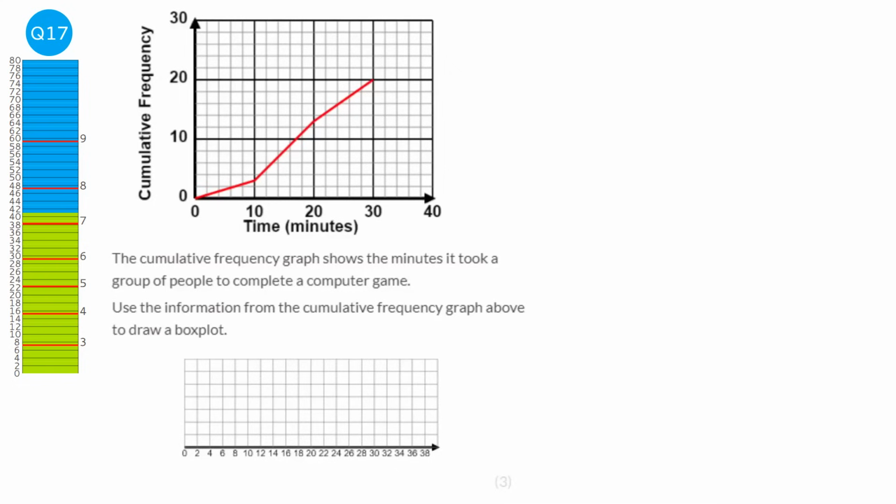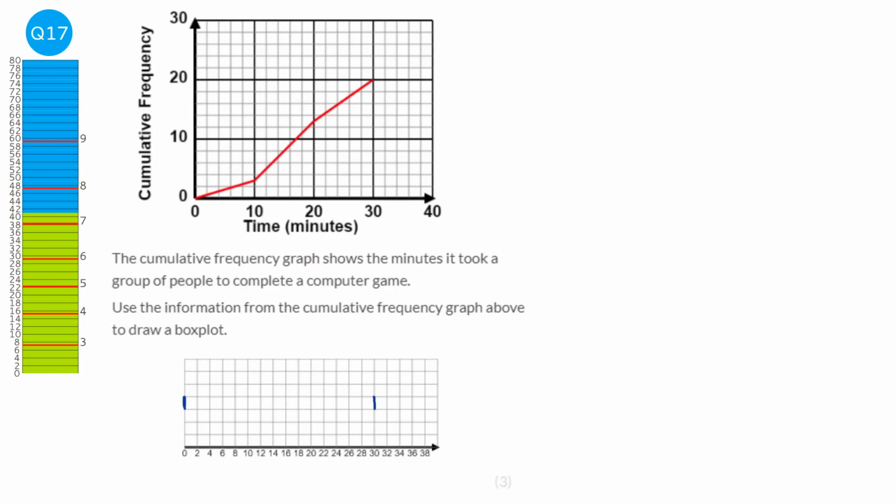So to draw a box plot we need 5 points. We need the lowest point, lower quartile, median, upper quartile and highest point. Now we already have the lowest and highest points, so we can put those onto our box plot now. So the lowest point is at 0 and the highest point is at 30, as we can see on the cumulative frequency graph.